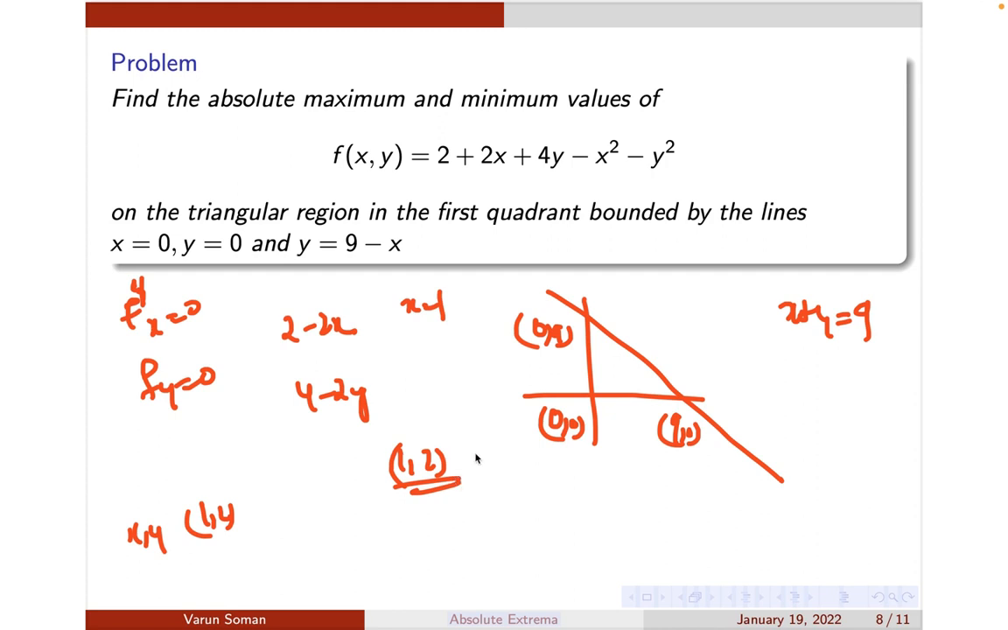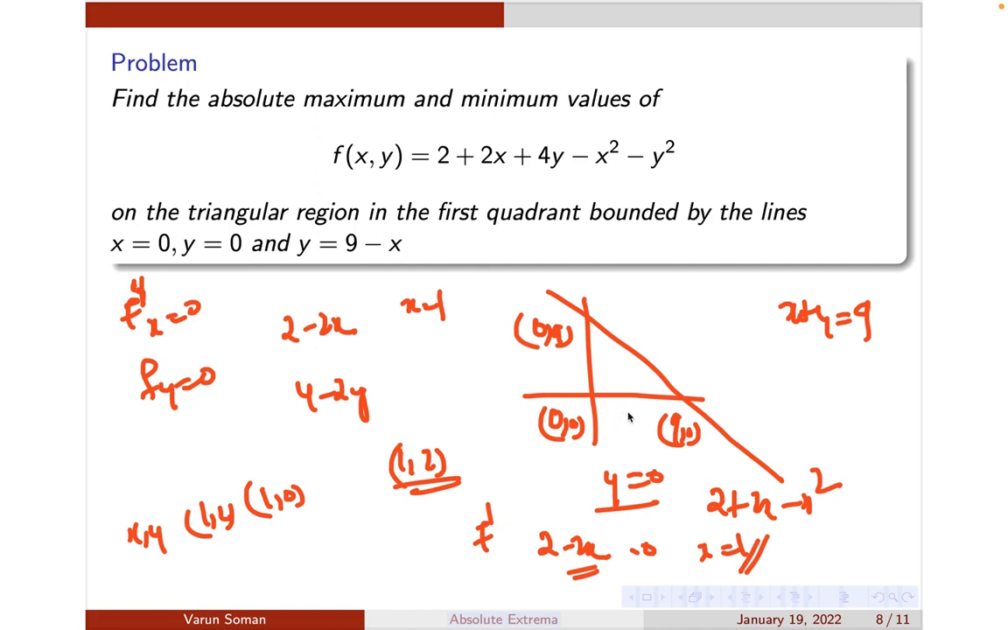Next, you have to check at the boundaries. The equation of this boundary is already given: y equals 0. In that case, your f will become simply 2 plus 2x minus x square. You have to check for critical points here, that is, f dash should be 0. Your f dash is actually 2 minus 2x. So when you equate it to 0, you will get x equal to 1, and when x is 1, your y is correspondingly 0. So one other point is 1, 0. Also don't forget to put the corner point, which is 0, 0.